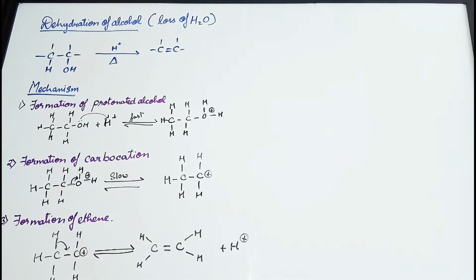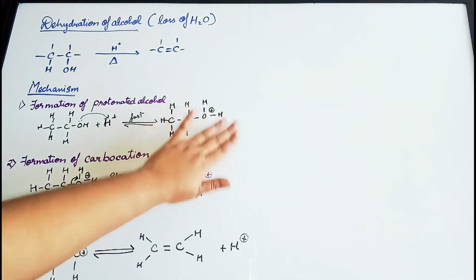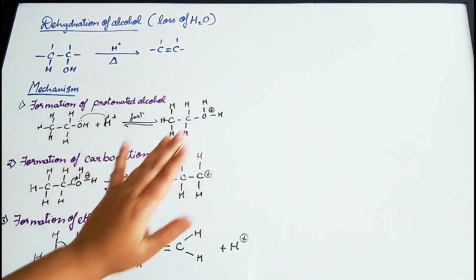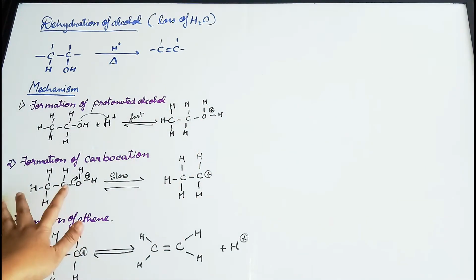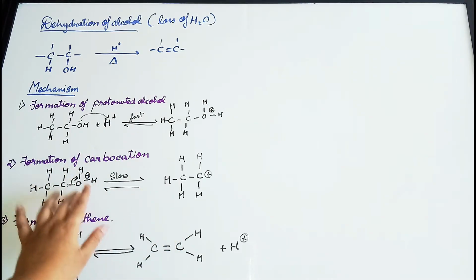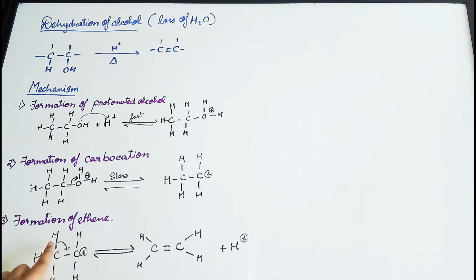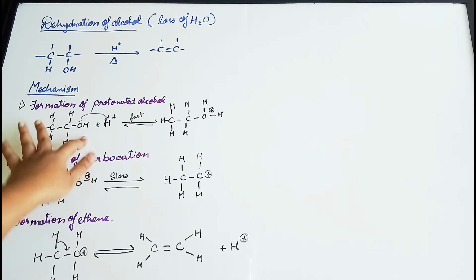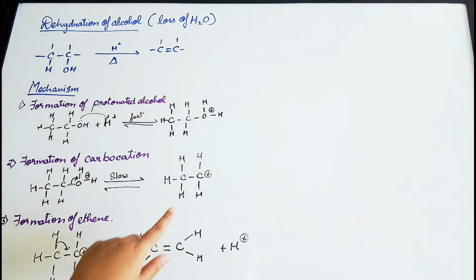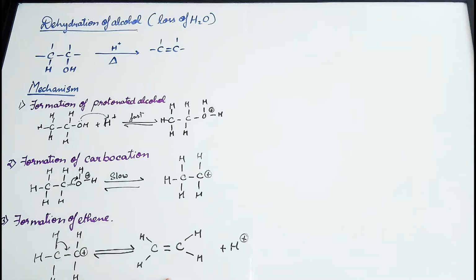Next, what is happening is you have the formation of a carbocation. The carbocation is then formed by the loss of water, and this hydrogen is lost to lead to the formation of ethene. Right. So basically we are going from an alcohol to a protonated alcohol to a carbocation to an ethene.